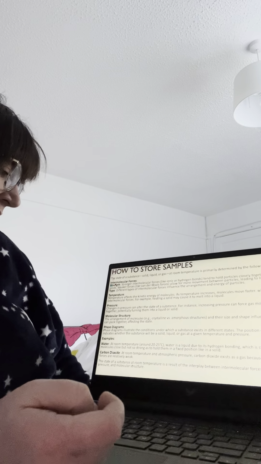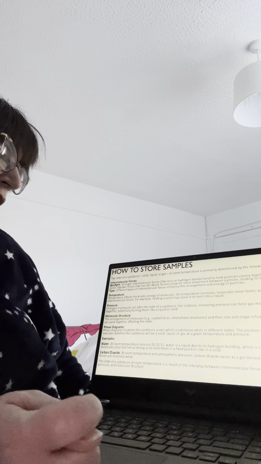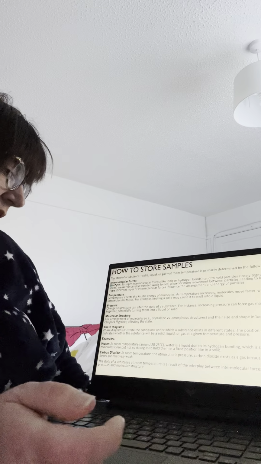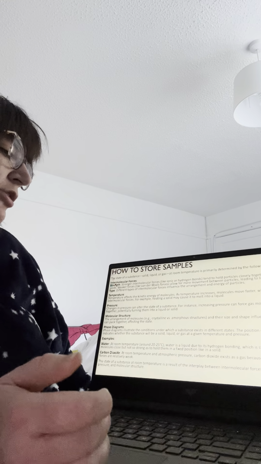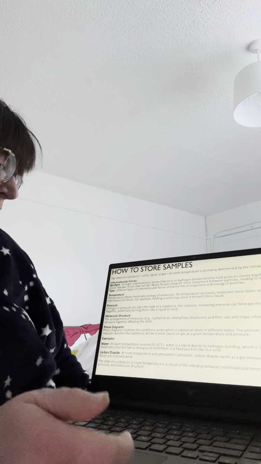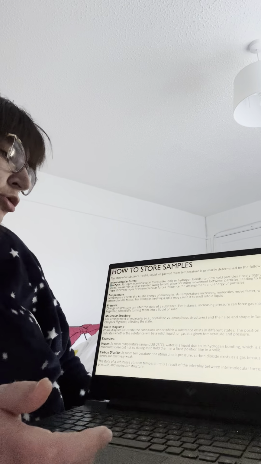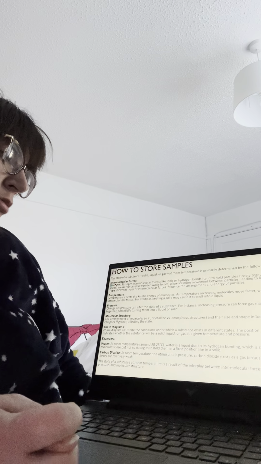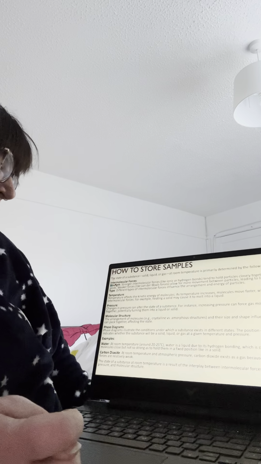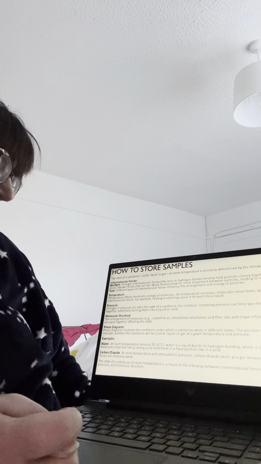Phase diagrams. Phase diagrams illustrate the conditions under which a substance exists in different states. The position on the diagram indicates whether the substance will be a solid, liquid or a gas at any given temperature and pressure. Example, water at room temperature. Water is a liquid due to its hydrogen bonding, which is strong enough to keep molecules close but not so strong to hold them in a fixed position like in a solid.